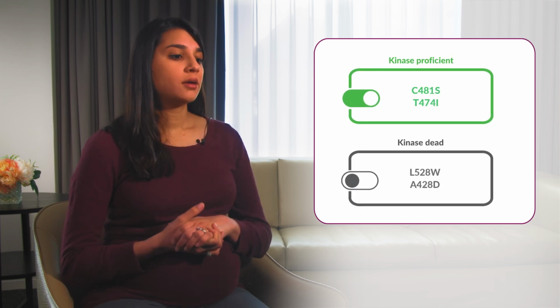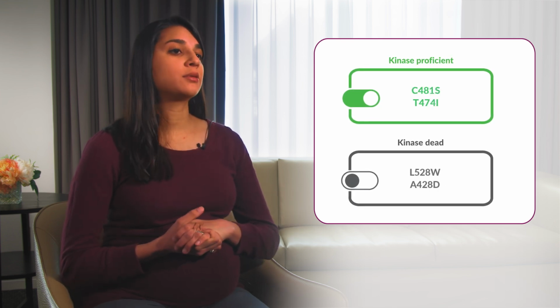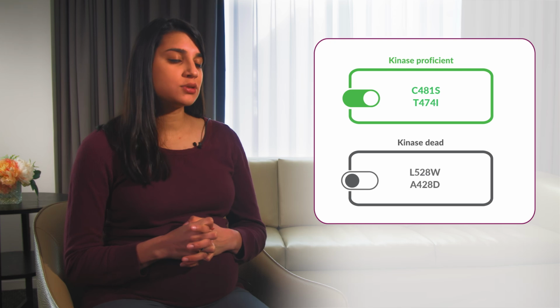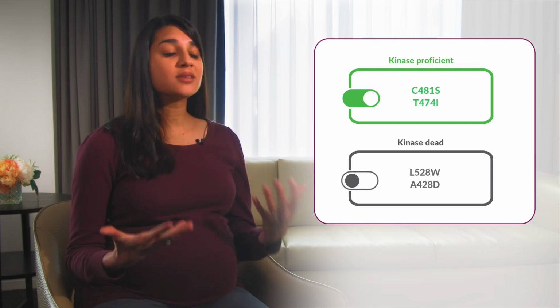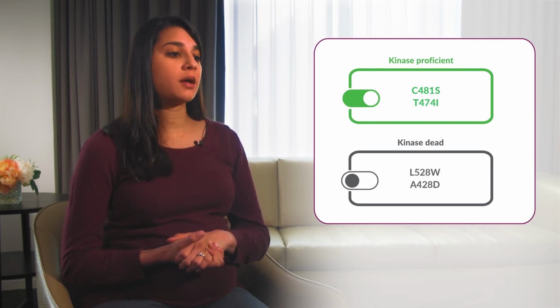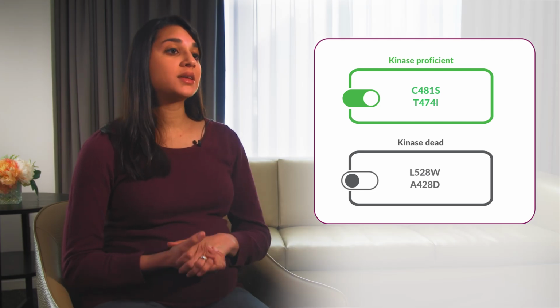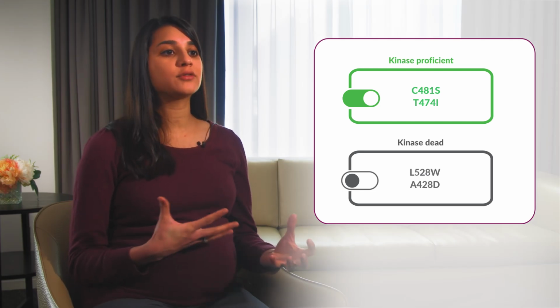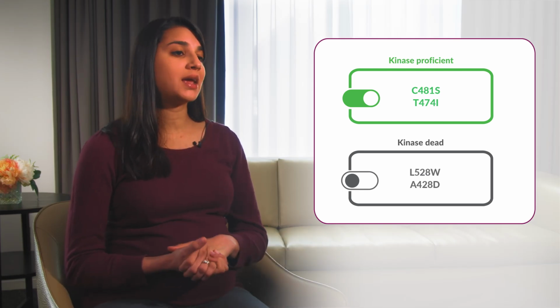One of the first mutations to be described in the literature amongst different BTK inhibitors was the cysteine 481S mutation. And this was found to be the most common when we looked across the board. We're now seeing several other mutations also described, especially in the literature. So the most common kinase proficient mutations are the cysteine 481S and the T474I mutation. And some of the most common kinase dead mutations that we're seeing are L528W and A428D.